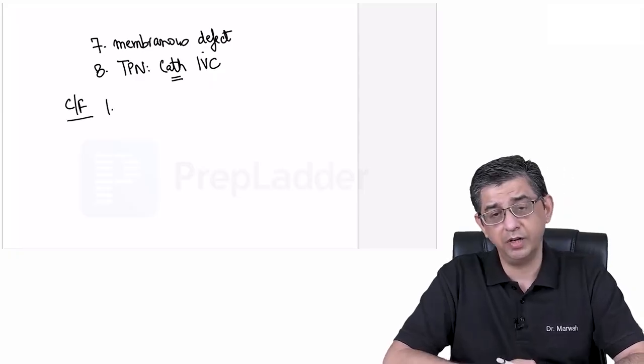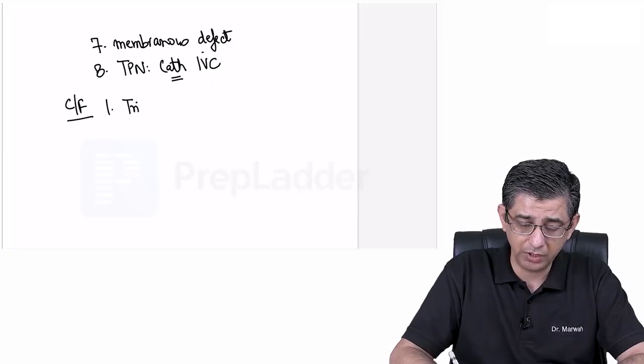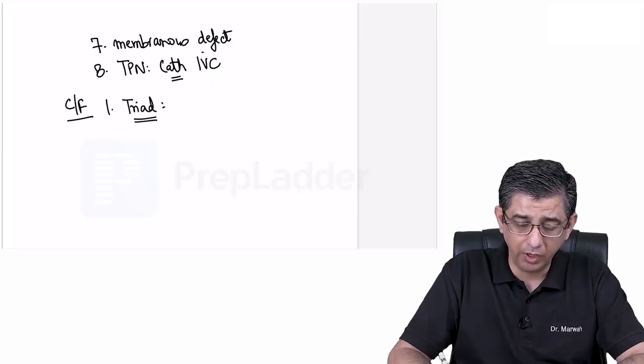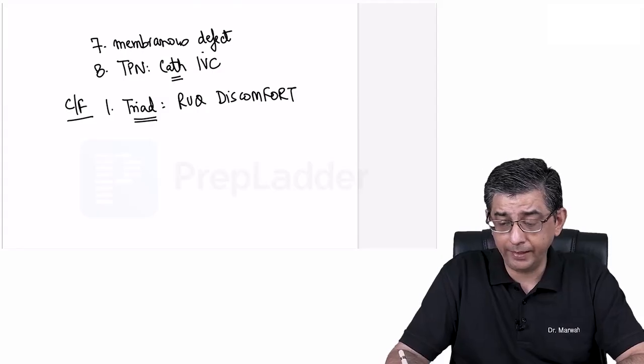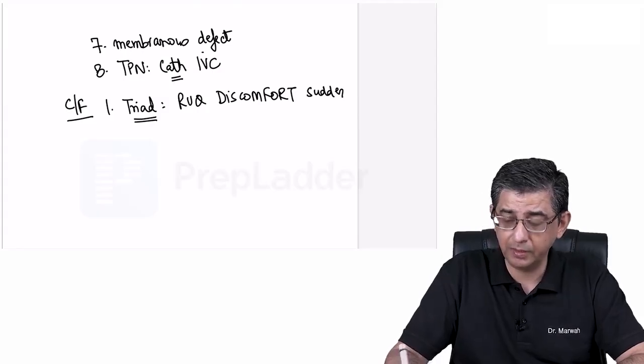Let's now look at the clinical manifestations, and in most of the questions he will make it sound as if you are reading a question of a patient having cholecystitis, because it will begin by describing sudden onset right upper quadrant discomfort.